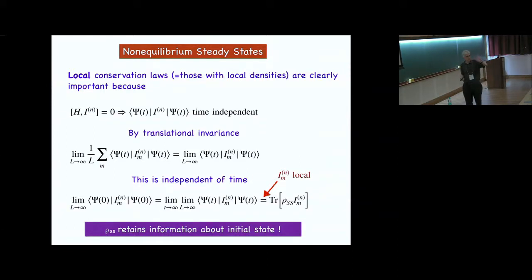Was that clear, this derivation? What I used is that I have a conservation law with a local density, and that implies that the expectation value of the density of the conservation law in the steady state is the same as the expectation value of the local density in the initial state. That's what I have just shown. Now, what does that mean? It means that the system remembers locally, even at infinite times, properties of the initial state. Local measurements will know about the initial value of the conservation law. So the system retains memory, and this memory affects local measurements.